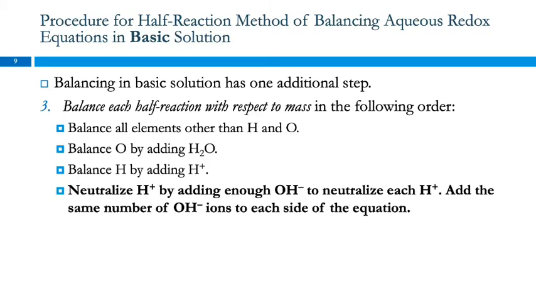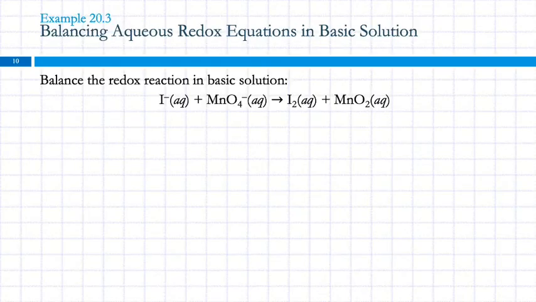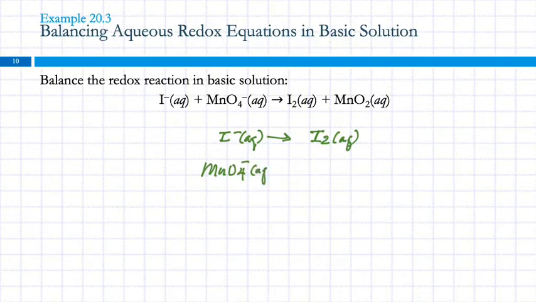So let's just do an example. So here we have iodide and permanganate ion. So I'm going to separate it into two half reactions. The I minus is going to go to I2. And the permanganate is going to manganese 4 oxide.